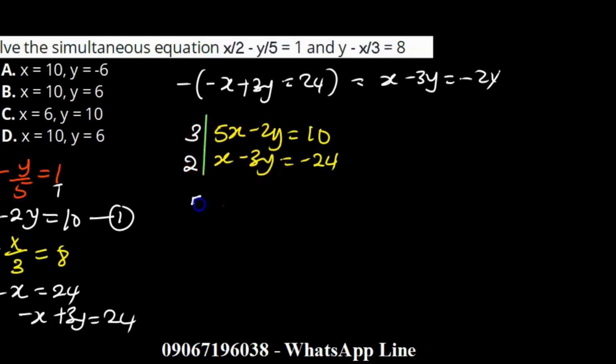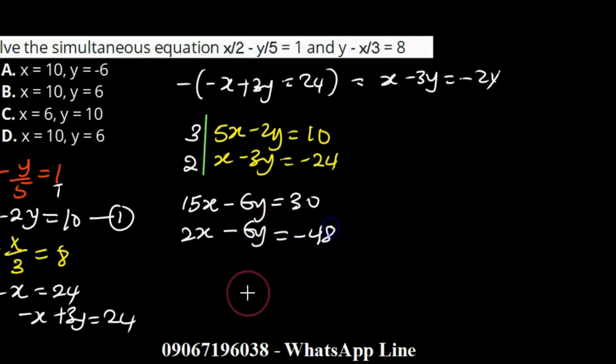3 times 5 is going to give us 15x. 3 times this is going to give us minus 6y. And this is going to give us 30. 2 times x is going to give us 2x. 2 times minus 3y is going to give us 6y. And this is going to give us minus 48.